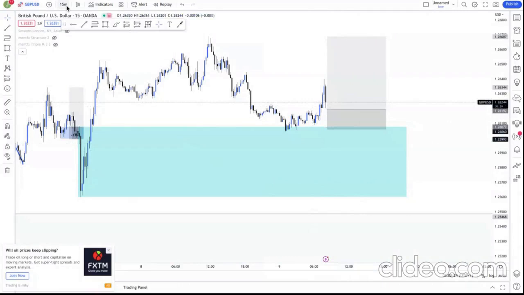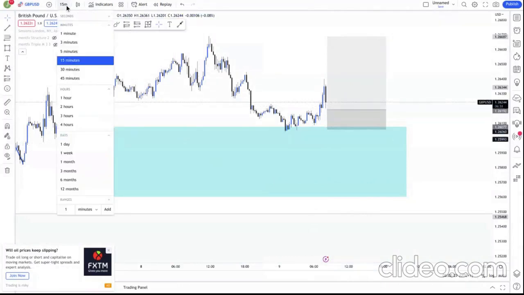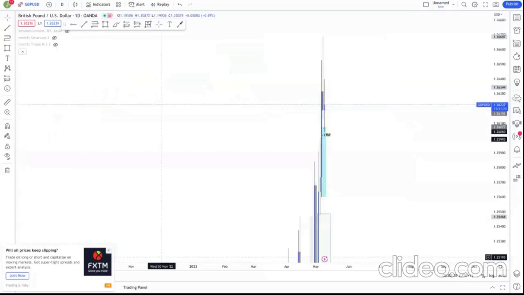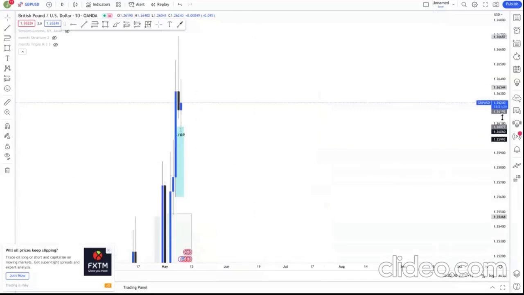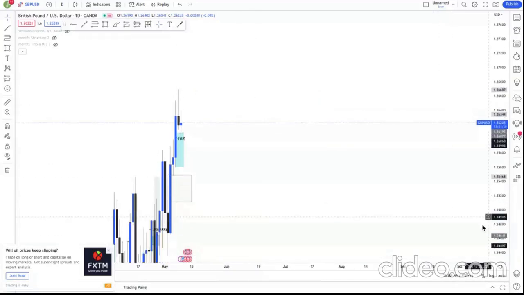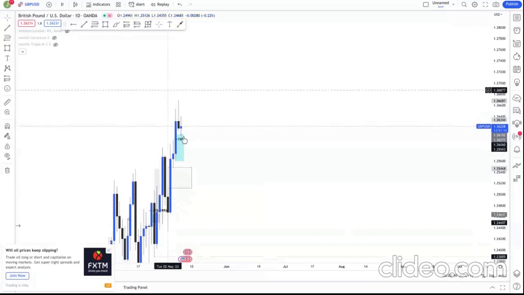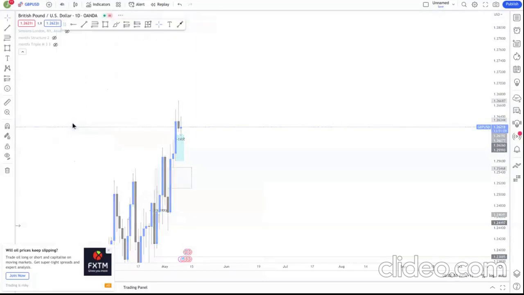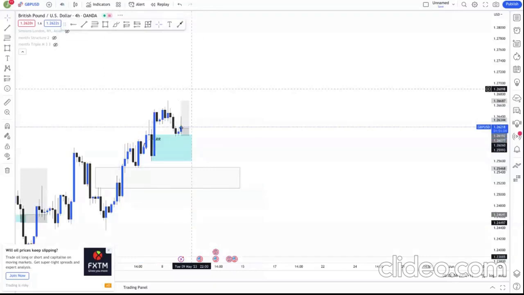So yeah, let's go on a higher time frame so we can see the context we are in. Are we in a bullish market? Are we in a consolidating market? And the answer is we are bullish on GBP/USD on a daily time frame, and it doesn't really show the demand zone I marked out. So let's go to the 4 hour time frame. Alright, this is a more clear example.